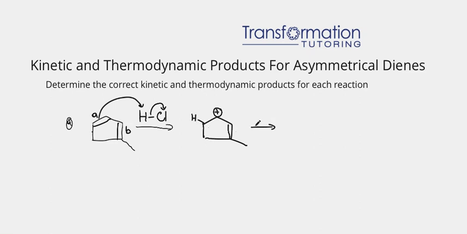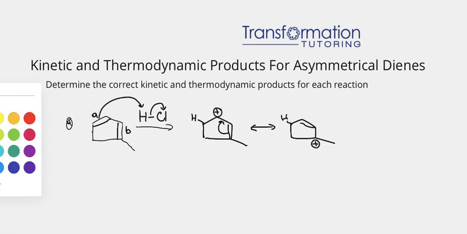Next, what you want to do is show the resonance. The resonance is from the double bond to the carbon like this. And so my new double bond is here, and now my carbocation is here. That's the first pathway. Let me change color for the second pathway.